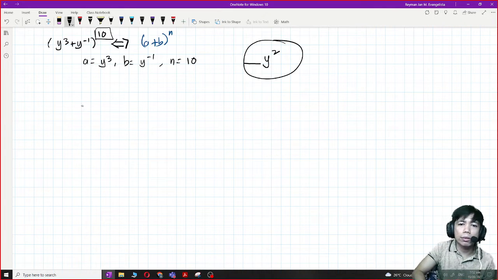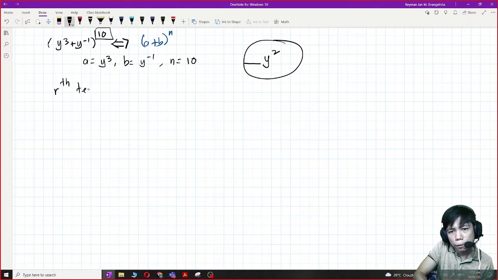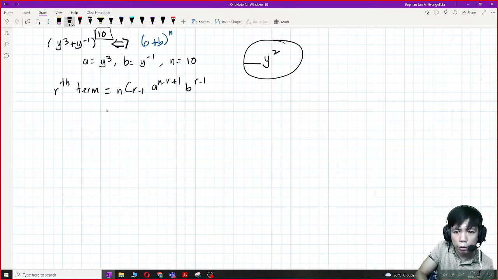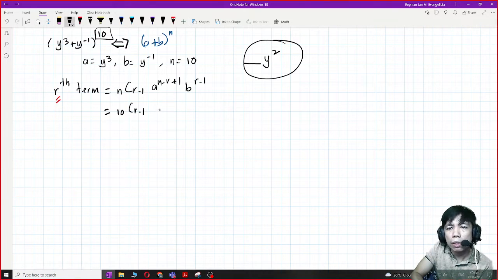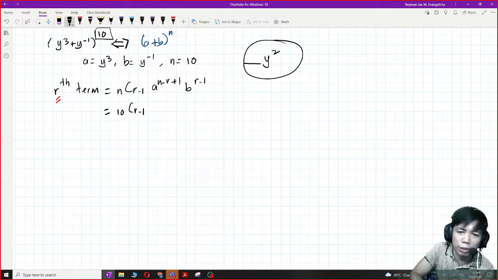Okay? So, yung ating r term, again, okay, is nC(r minus 1), okay, a raised to n minus r plus 1, then b raised to r minus 1. Okay, so ano yung ating n? 10. Okay, 10C(r minus 1). Kasi di natin alam yung r. Okay, ayan. Ayan ang hinahanap natin na kung ano yung value ng r. If r is 5, ibig sabihin na 5th term yun. Okay.